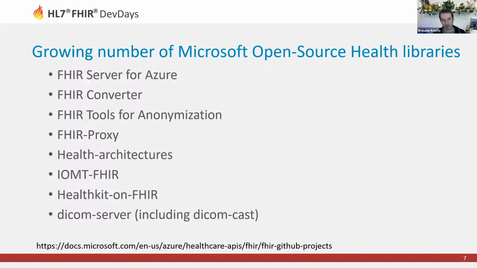So we've already talked about the FHIR server for Azure, but there's also the FHIR converter, which I'll be giving a small demo of today as well. The FHIR tools for anonymization, so we'll cover just a little bit of that. Then there's a FHIR proxy. That's another open source repository that allows you to intercept FHIR requests and include your own business logic without needing to actually extend the FHIR server itself. Health architectures, we'll mention that in a few more slides. Then there's two FHIR libraries related to high frequency IoT data. And finally, the open source DICOM server.